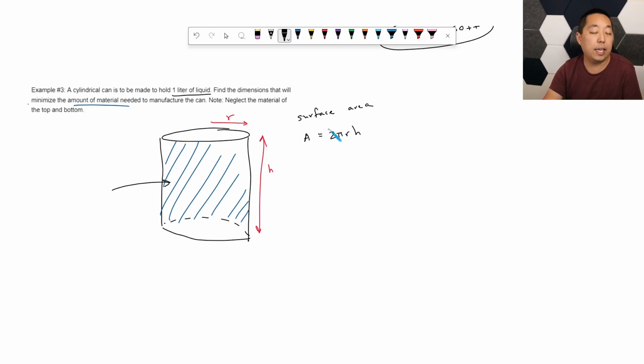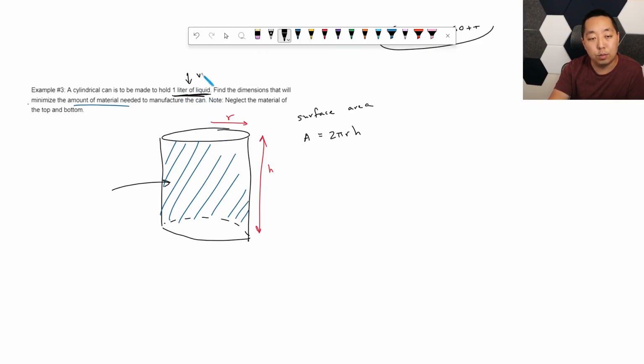So again, I can't do this in terms of 2 variables. I got to make it in terms of 1 variable, so I have to relate r and h in some way that I can get rid of one in this equation, because this equation has to only be in 1 variable to find the maximum. Well, we know the constraint is that it can hold 1 liter of liquid.